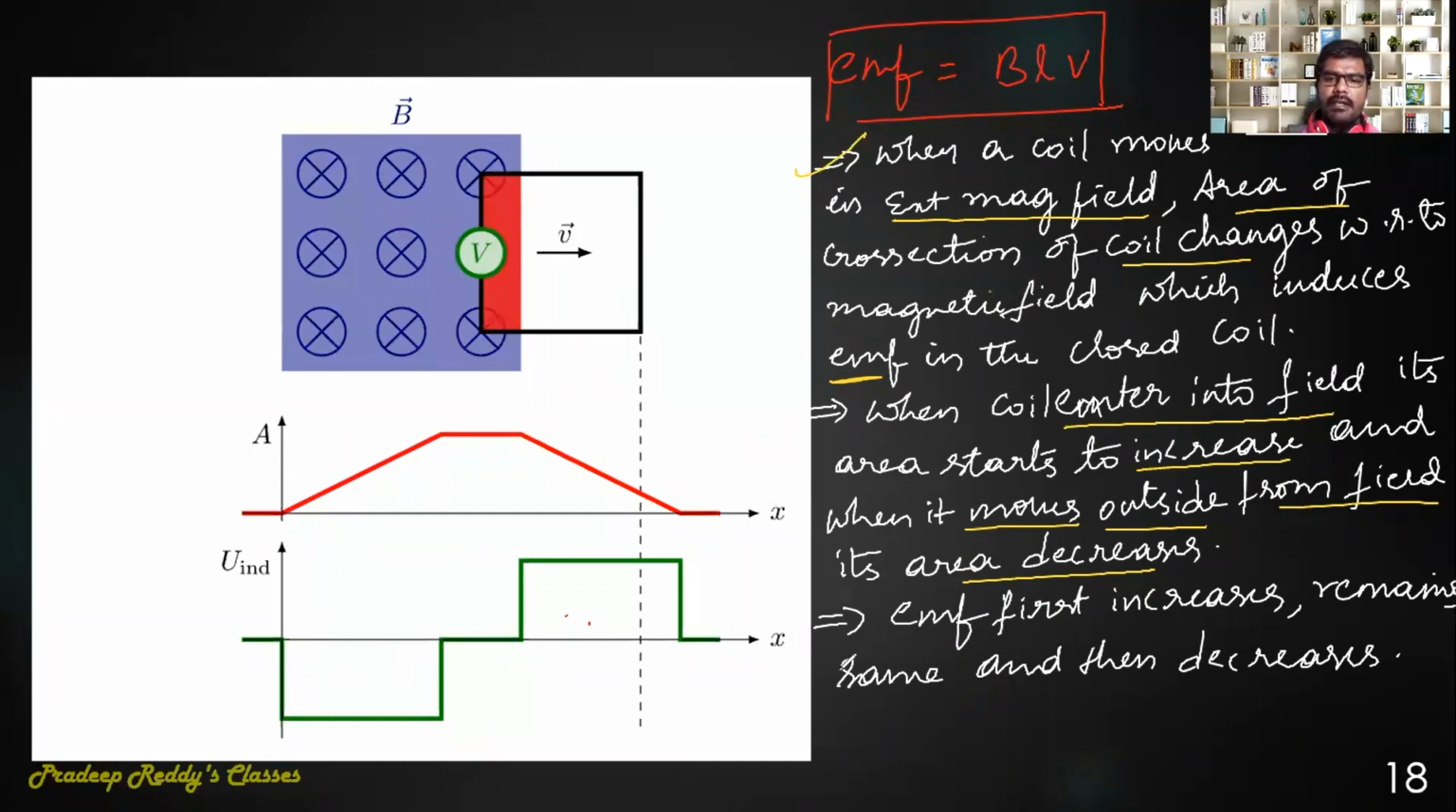That can be represented in the graph. See here. Initially, as the coil is completely out, EMF is 0. And when the coil is entering into the magnetic field, its EMF increases. And as the total coil is inside the magnetic field, there is no change in the area of cross section. Therefore the EMF will remain constant. And when it is coming out from the magnetic field, the EMF value goes on decreasing. Vice versa, it can even move in the opposite direction. The same thing happens.